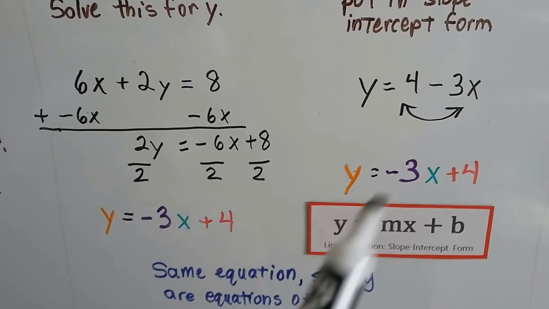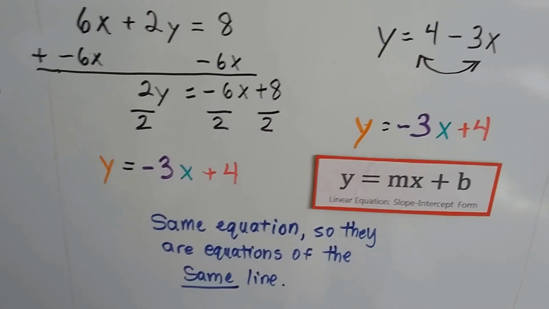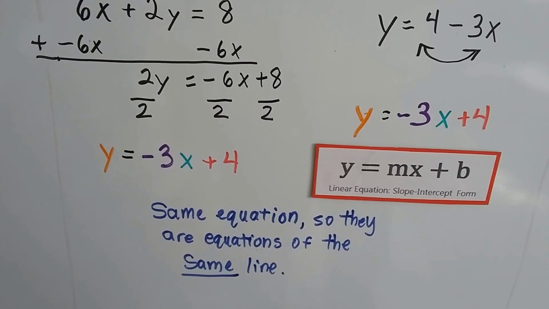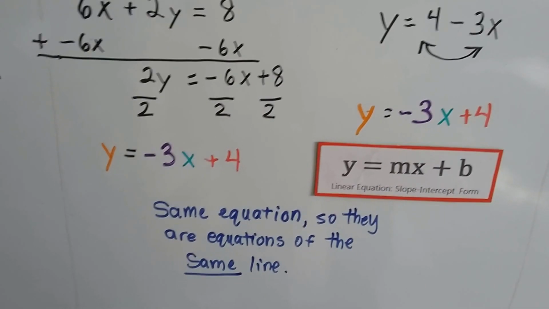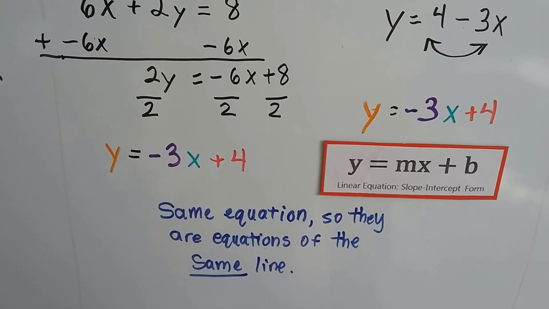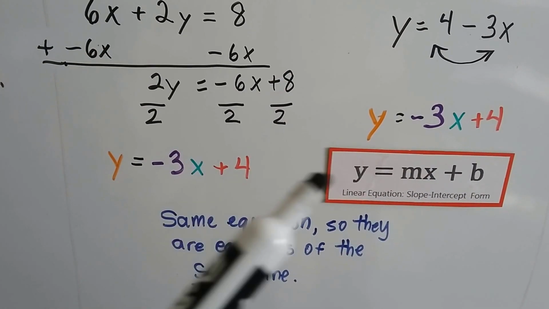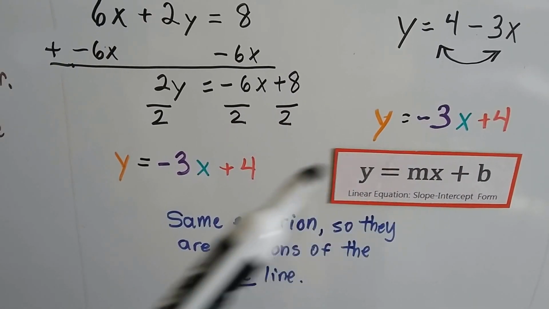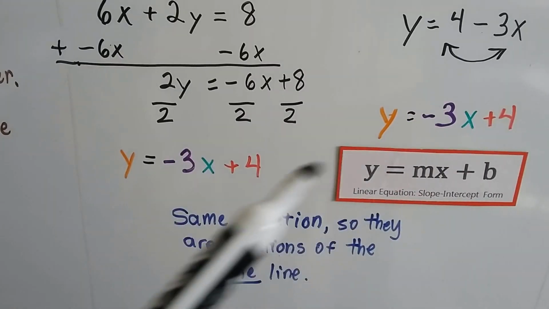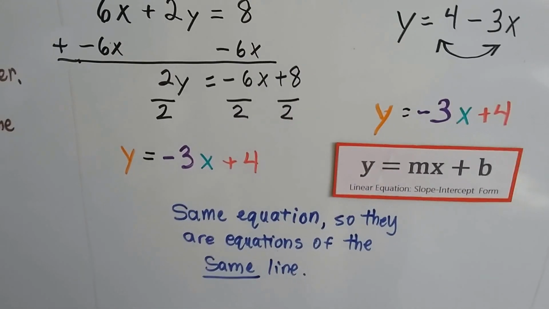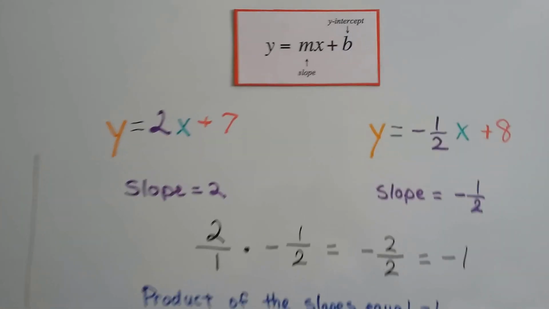Now they're both in slope-intercept form, and they're the same equation. So the equations are of the same line. See? This line would be on top of this line, or vice versa. They would be graphed in exactly the same spot on the graph. All right?